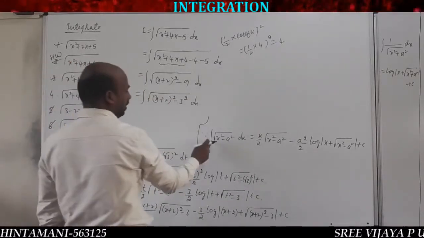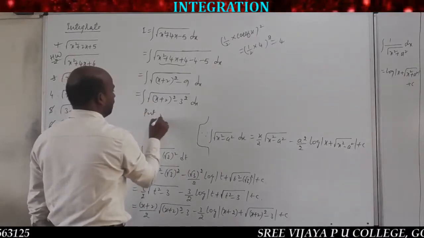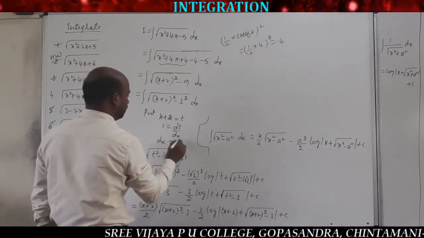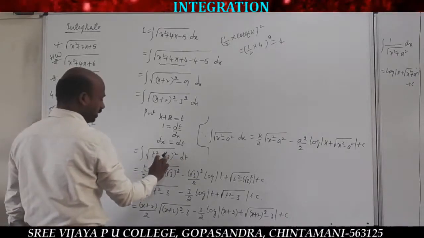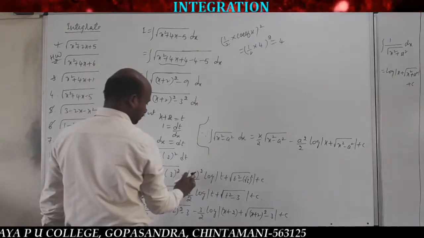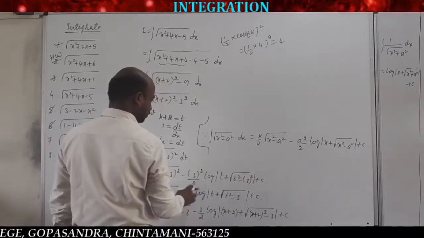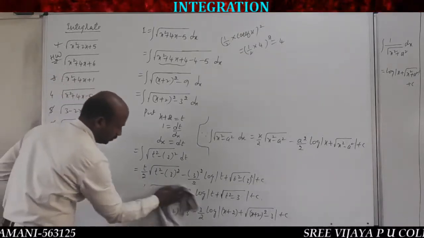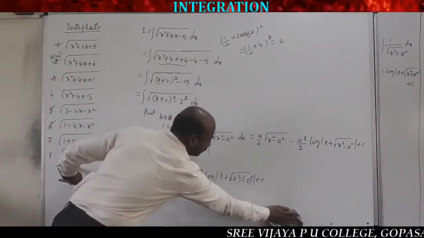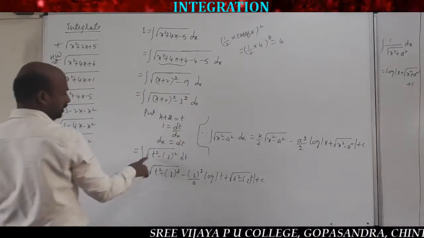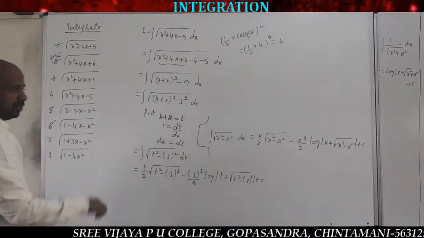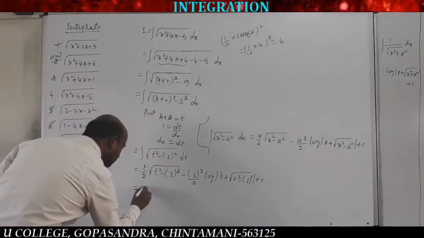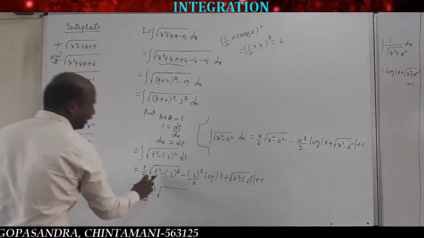Again, this is of the form integral of root of x square minus a square. So put x plus 2 equal to t, so dt by dx is 1, and the value of dx is dt. So t square minus 3 square. Integral of root of x square minus a square is x by 2 root of x square minus a square, minus a square by 2 log of modulus of x plus root of x square minus a square. The value of t is x plus 2. So this is x plus 2 by 2.